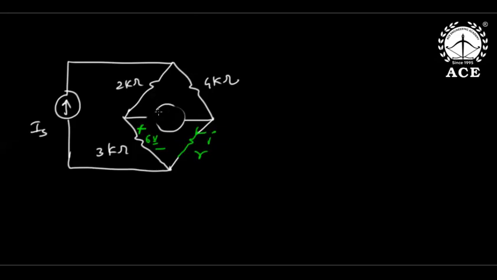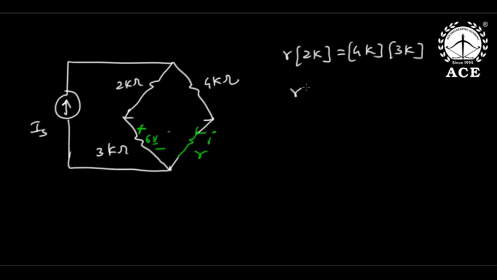But since the bridge is balanced, it won't work. That means what is the condition we know? Product of opposite arms. R into 2K is equal to 4K into 3K. That is the meaning. See, product of opposite arms, R into 2K is 4K into 3K. So R is 6 kilo ohms.